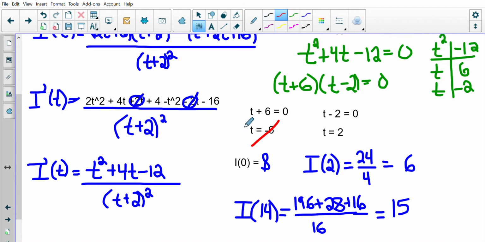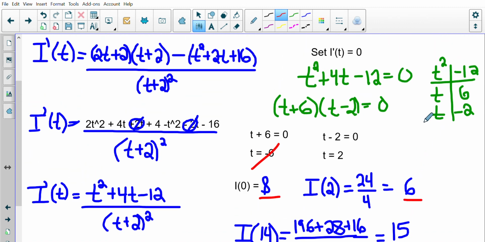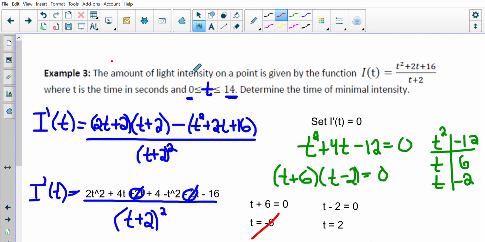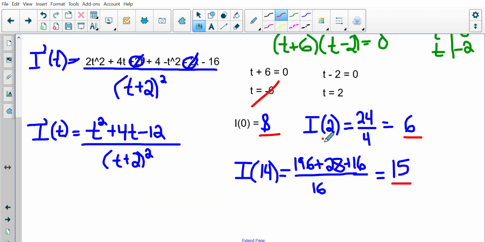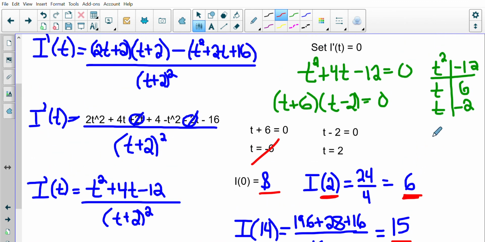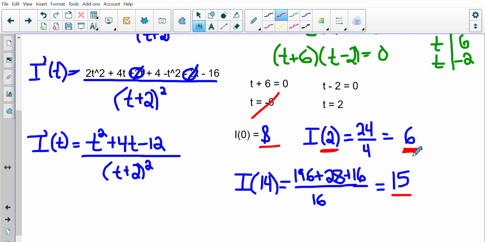And so the question asks, we've got our values here of 8, 6, and 15, and when is our light intensity at a minimal, the time? Well, that time would be t equals 2. And the minimum intensity would be a rating of 6, I believe. I think it's just a rating. Yeah, I think it's just a rating. So t equals 2 is our answer. And again, that's when your intensity would be classified as a 6.